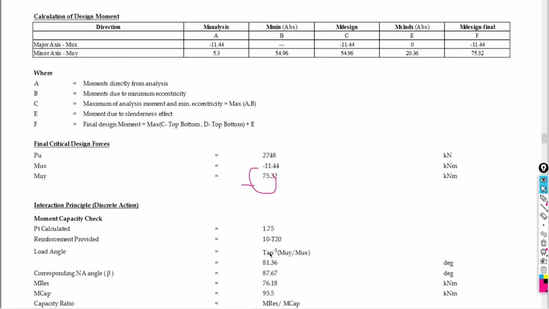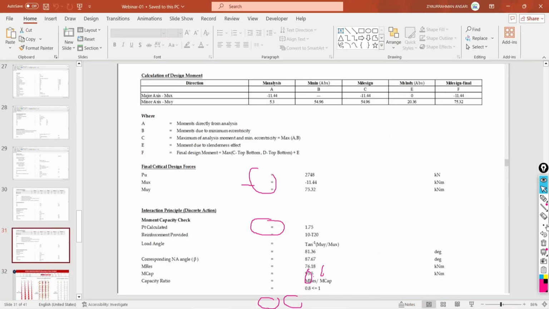And now finally it is asking to provide the percentage of reinforcement, as 1.75, and checking whether your section is safe or unsafe. It is also calculating the moment of resistance to the moment of capacity. It is not coming here, but when I share the file and sheet, you will get the value as 0.8. Okay, let me shrink this window so you can see here.